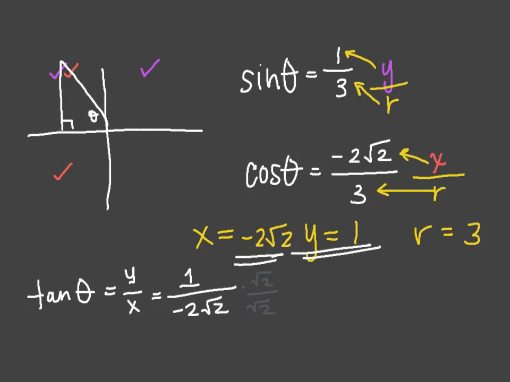So if we multiply by the square root of 2, we're going to get the square root of 2 on top, because 1 times the square root of 2 is the square root of 2, over negative 2, and the square root of 2 times square root of 2 is 2. So negative 2 times 2, which is 4. We like to put a negative in the front, not in the denominator. So there's tangent of theta. We've gotten one of our 6 trig functions.